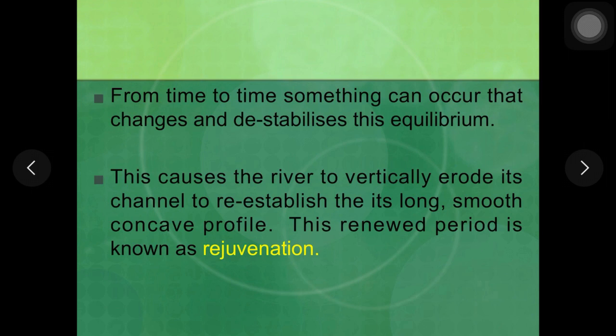From time to time, something may occur that destabilizes the equilibrium. There could be tectonic changes or climatic changes, like eustatic or isostatic changes, which may result in a change in the sea level. As the sea level changes, the graded profile of the river changes, and you see re-establishment of the long and smooth concave profile, which is called rejuvenation.